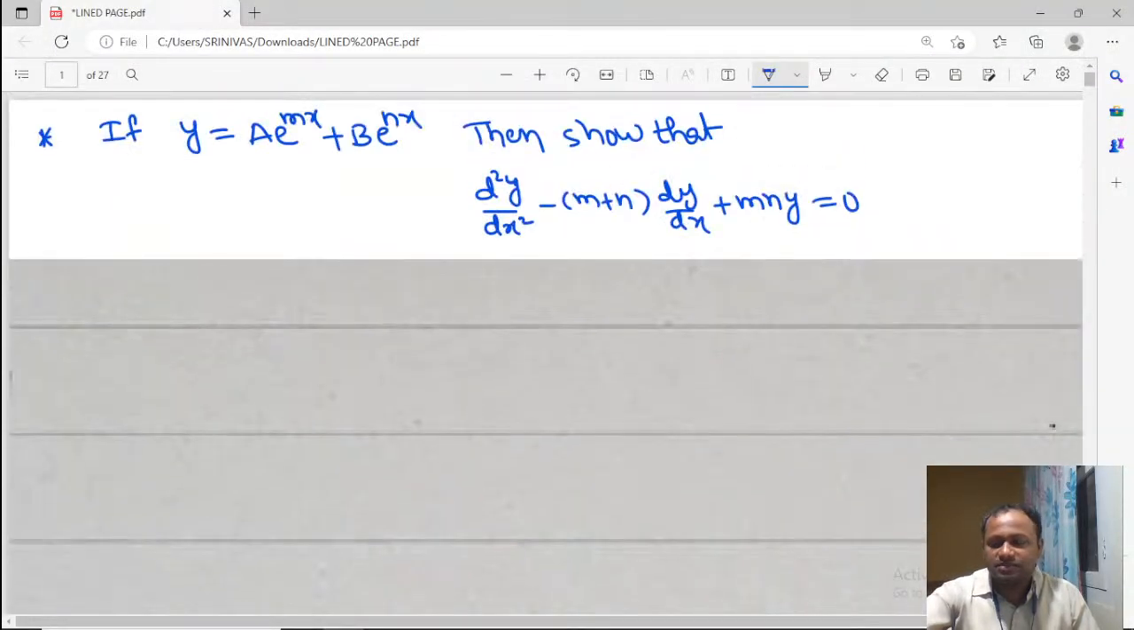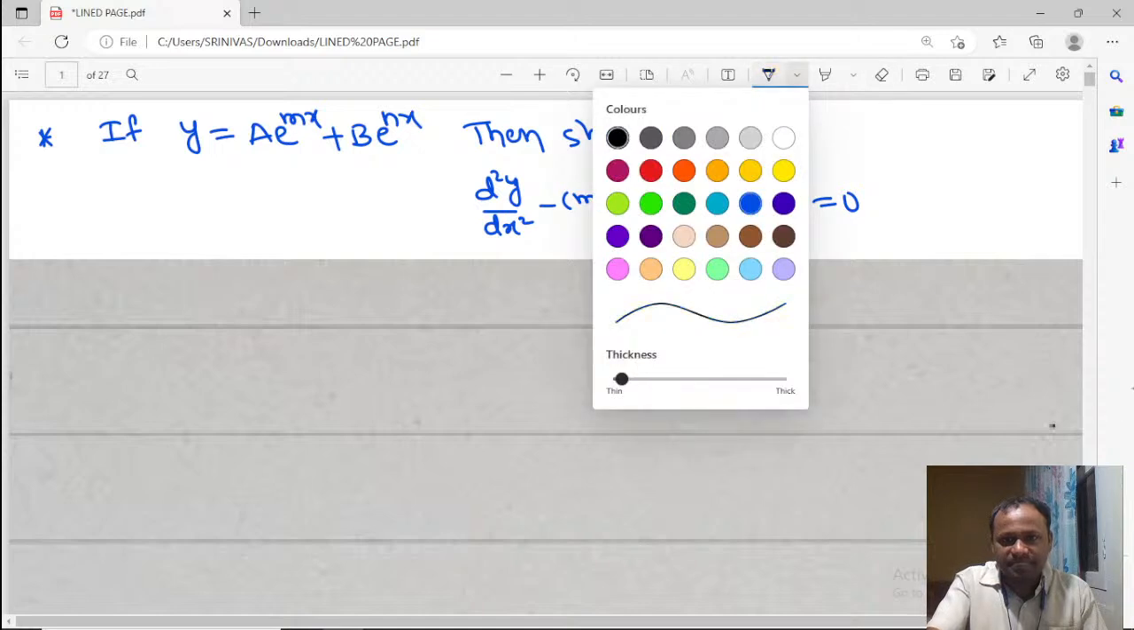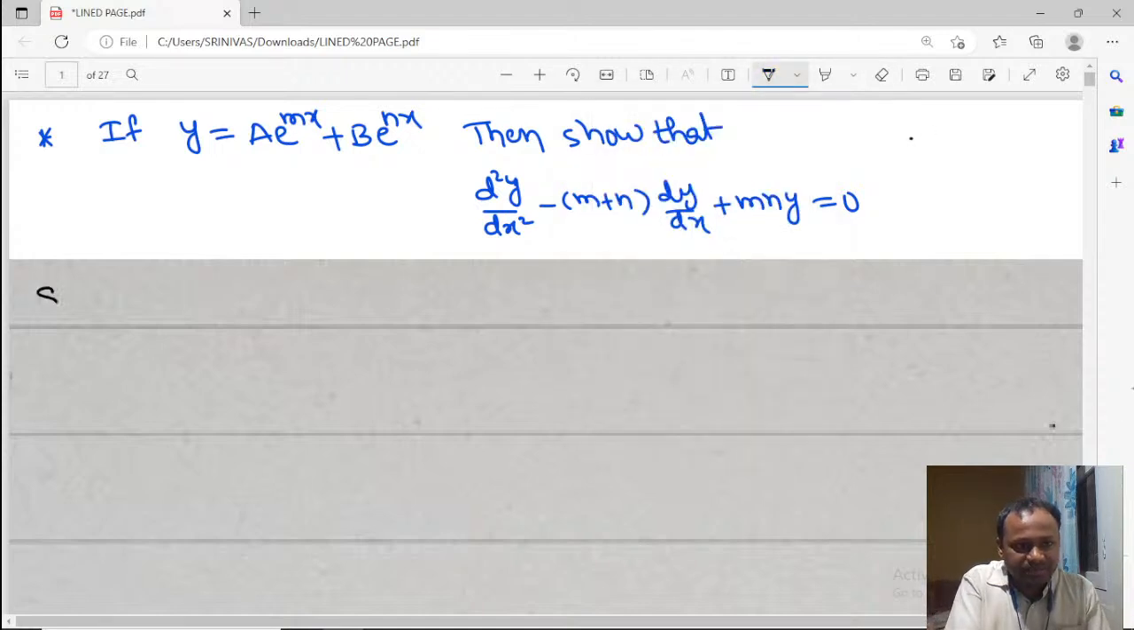Yes, these are the problems. Already 3 problems I did in the previous class, the part 1 class. This is the part 2 class, for differential equations, 5 marks questions. Okay, so let us see the solution. Very easy. What is given?